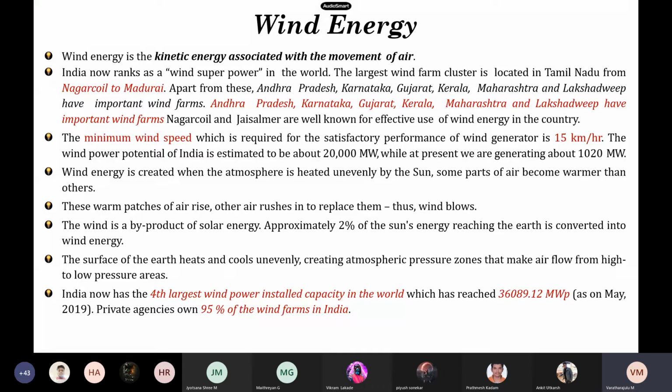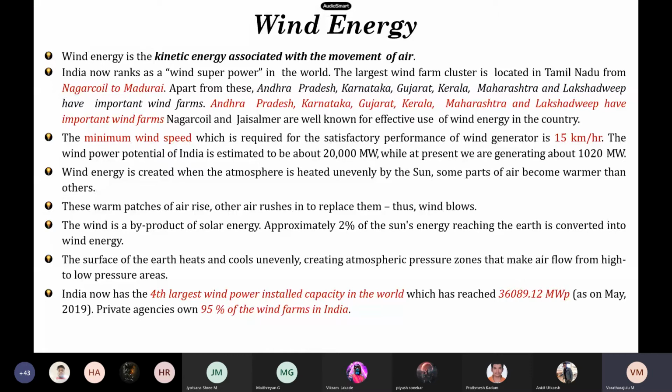Nagercoil and Jaisalmer are well known for effective use of wind energy in the country. India now ranks as a wind superpower. The minimum wind speed required for satisfactory performance of a wind generator is 15 km per hour. The wind power potential is estimated at around 20,000 megawatt, while at present we are generating 1,020 megawatt.